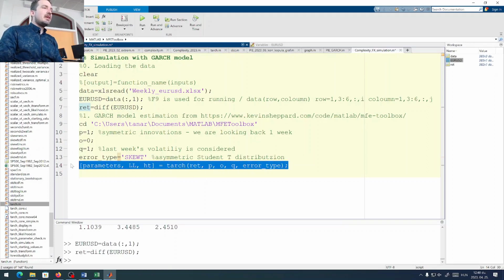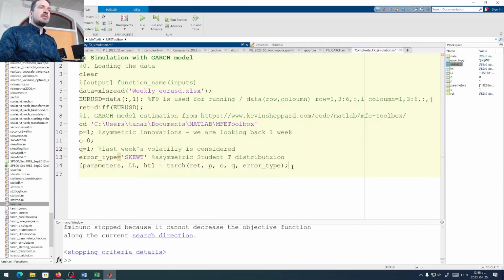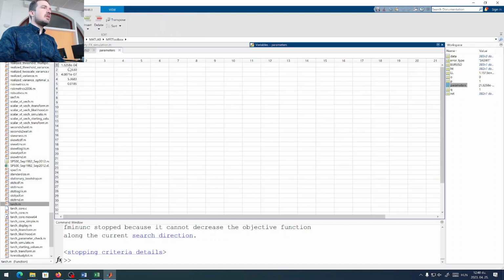So, yeah. Let's run this part of the script, and it has not run into any error messages, which is good. And let's just grab.